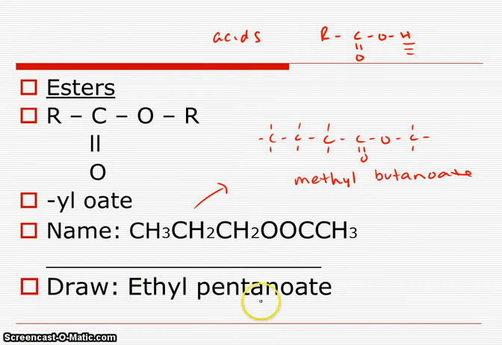So if we look at another one here, we're going to actually do the back end first. So this was the original acid. 5 carbons, so 1, 2, 3, 4, 5. And we've got that COO. We're going to replace the hydrogen with an ethyl group, which is 2 carbons. And then we'll fill in our hydrogens.